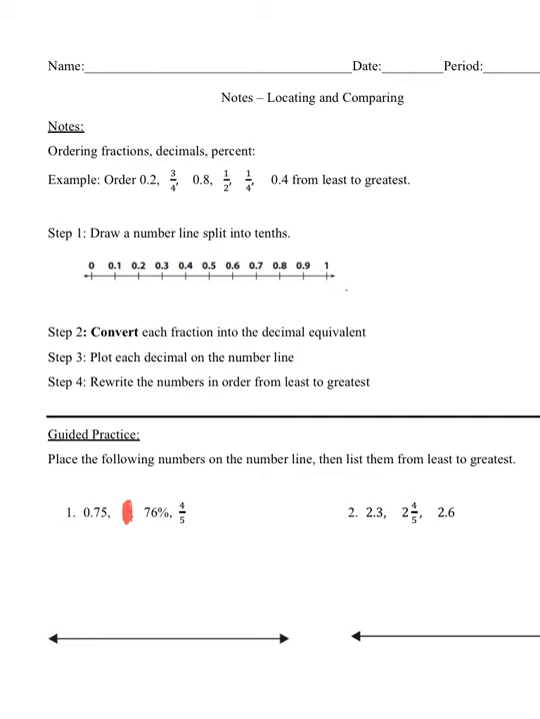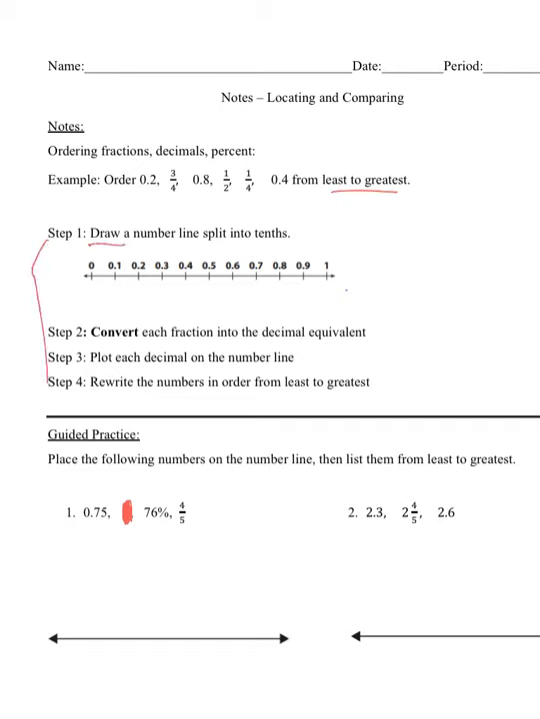For this video, you are going to learn how to locate rational numbers on the number line, compare rational numbers, and order them from least to greatest. So let's start with ordering fractions, decimals, and percents. They give you an example of 6 numbers, and you're going to put these from least to greatest. So just follow these steps.